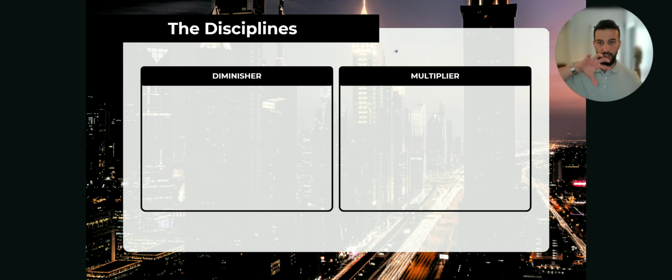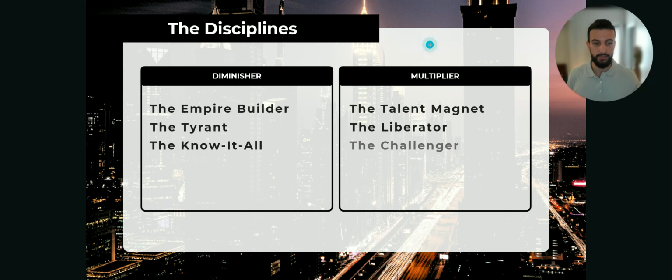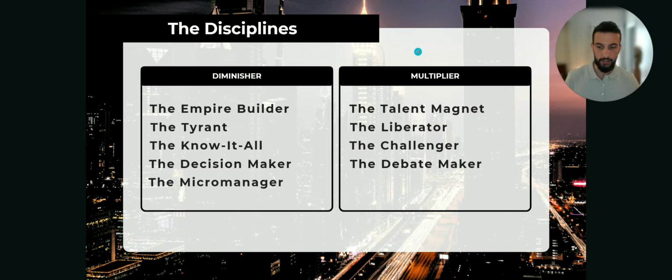So the disciplines. Like I had said, there are 5 multiplier disciplines. There's also a counter discipline, which is the diminisher tendency that we want to try to avoid. The opposite of the talent magnet is the empire builder. The opposite of the liberator is the tyrant. The opposite of the challenger is the know-it-all. The opposite of the debate maker is the decision maker. And the opposite of the investor is the micromanager. So we're going to understand how we lean into these tendencies and how we avoid these tendencies.